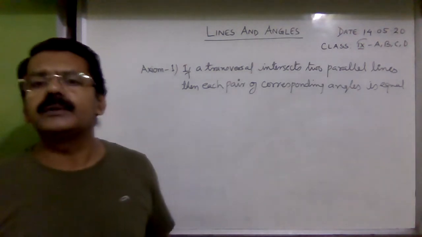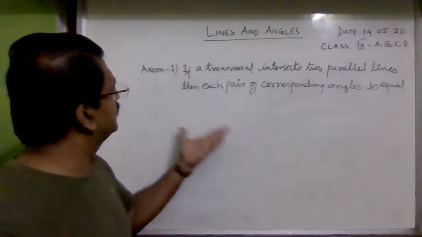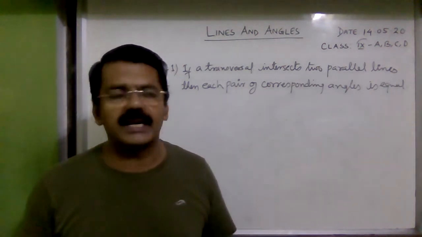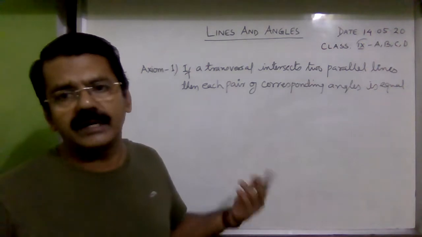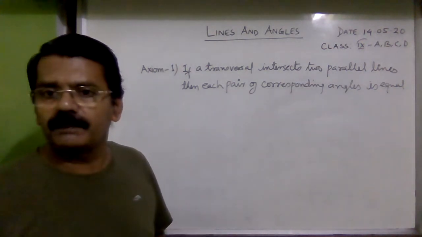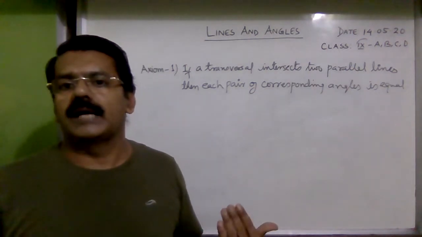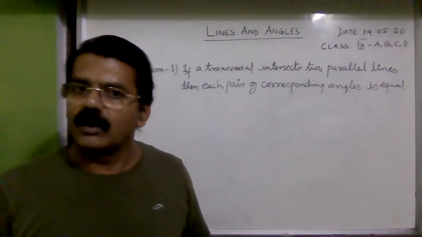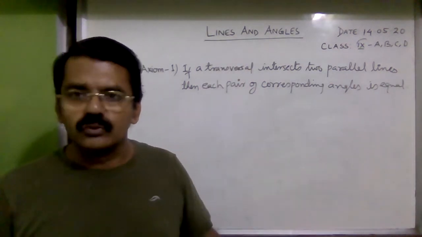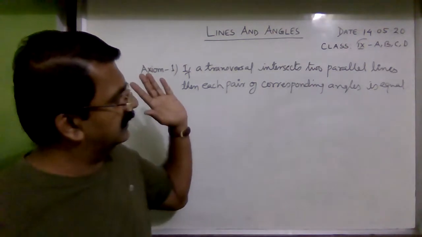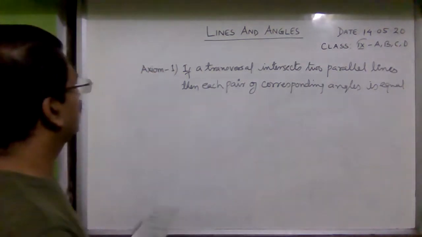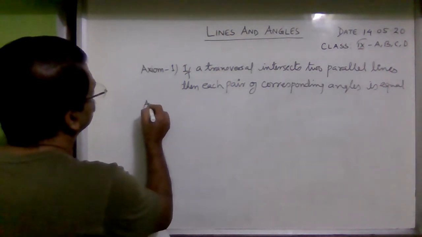So I have already told you that corresponding angles are equal, but this is the axiom: when a transversal intersects two parallel lines, then the corresponding angles are equal. Now, as this is an axiom, I told you axioms are not proved. These statements are taken as true, they are assumed to be true without any proving. Clear?